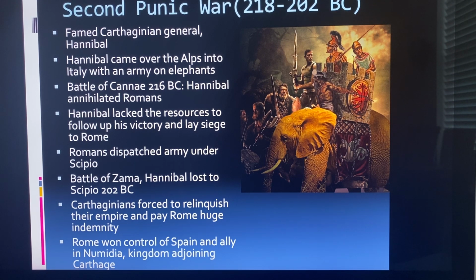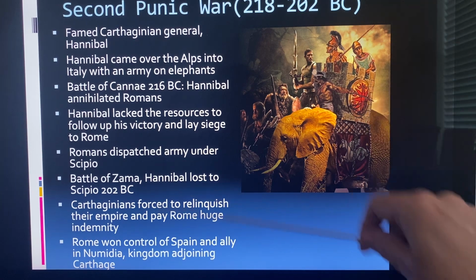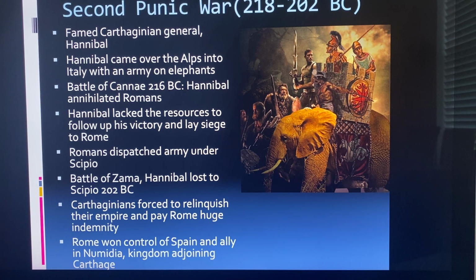So even in the Second Punic War, you would think that the Carthaginian general would indeed win with all of his troops and his elephants, but he didn't. He actually would have if he had laid siege to Rome, and he didn't. He just didn't follow up on that victory and thought, oh, we won. Well, Rome followed up and attacked the Carthaginians.